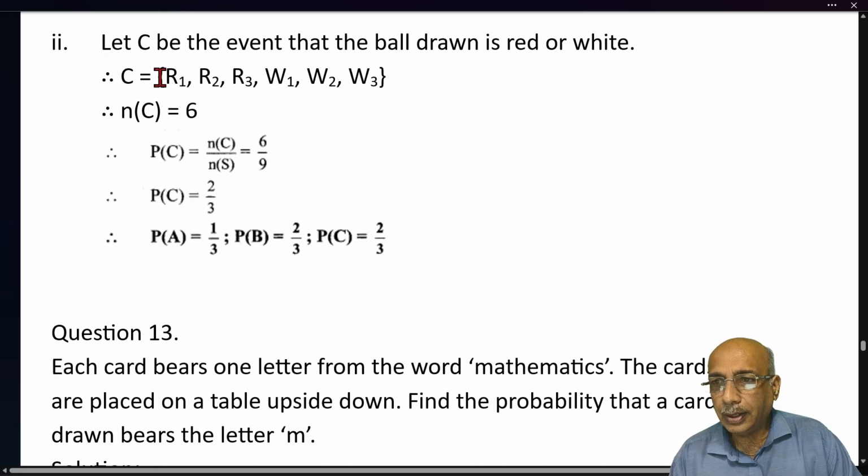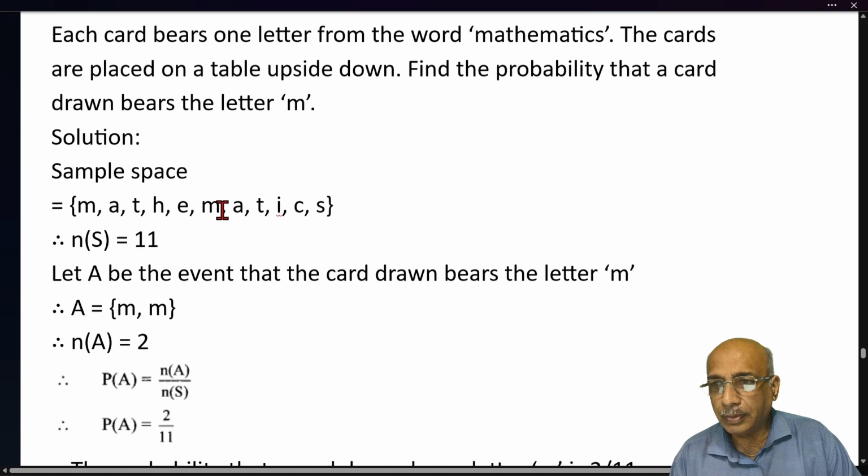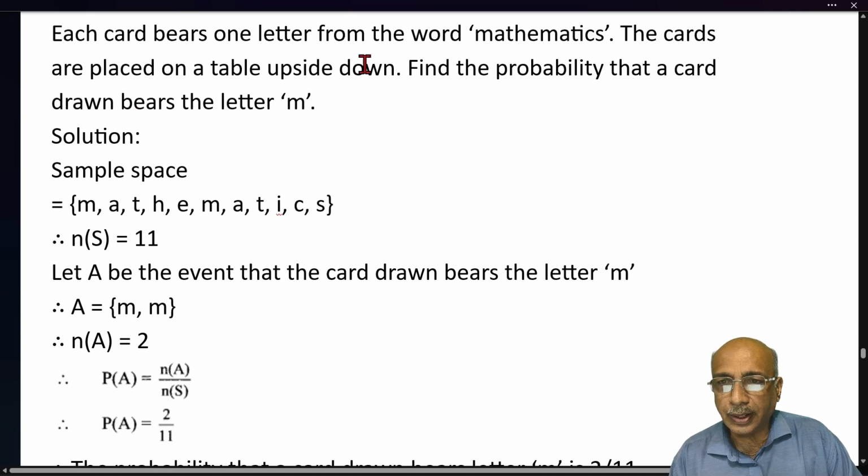Third event, let C be the event that the ball drawn is red or white. So, set of C will be R1, R2, R3, W1, W2, W3. So, n of C equals to 6. So, probability will be 6 by 9 equals to 2 by 3. Next problem. Each card bears one letter from the word mathematics. The cards are placed on a table upside down. Find the probability that a card drawn bears the letter M.